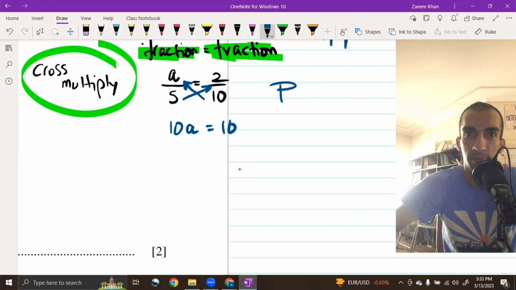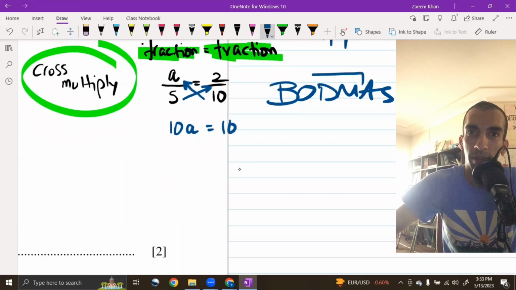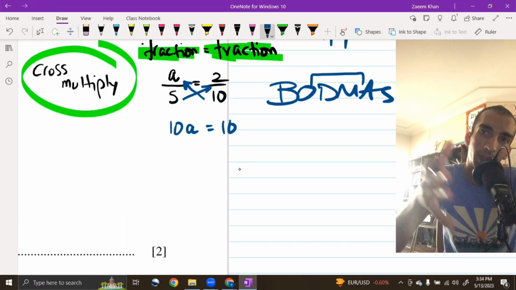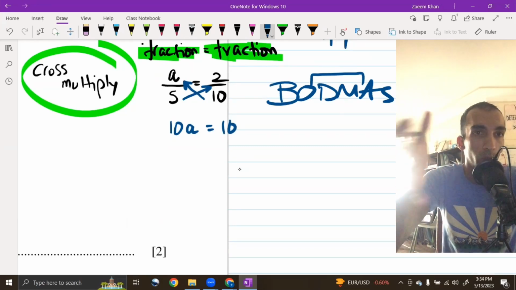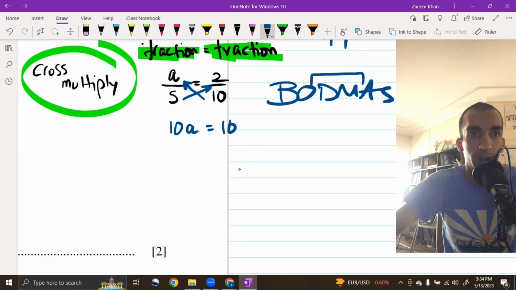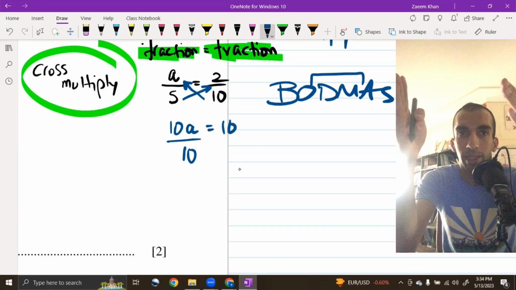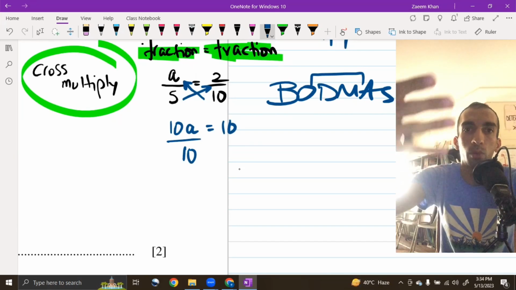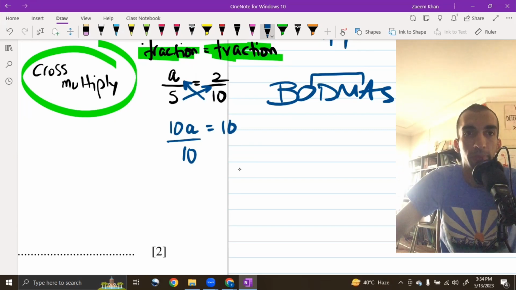Would you cancel? No. Divide the 10. Perfect. Division cancels multiplication, and since 10 and a are written right next to each other, they're getting multiplied. So what would cancel 10? I'm going to divide it by 10. Since a is getting multiplied with 10, how do I get rid of 10? Because it's getting multiplied, I will divide it by 10 so that it cancels out.